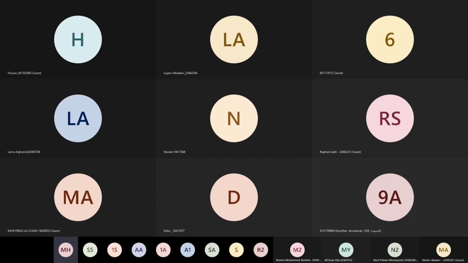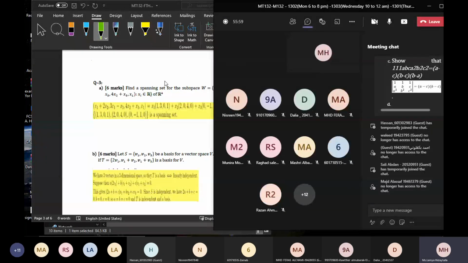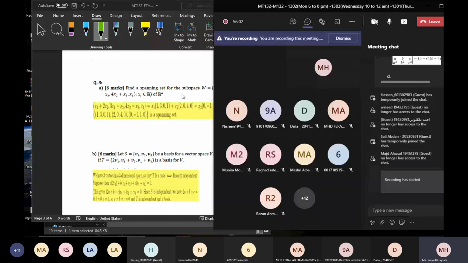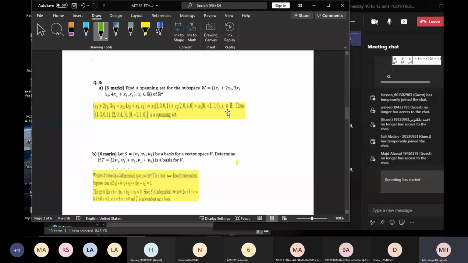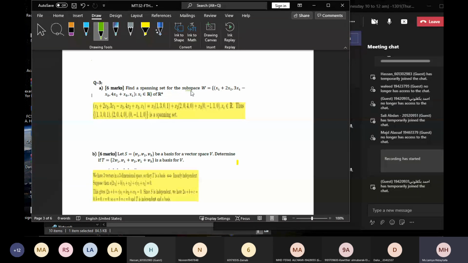So today we want to solve some problems, okay, and we can explain the parts or make a review on some points. Find a spanning set for the subspace W. So this is a subspace.